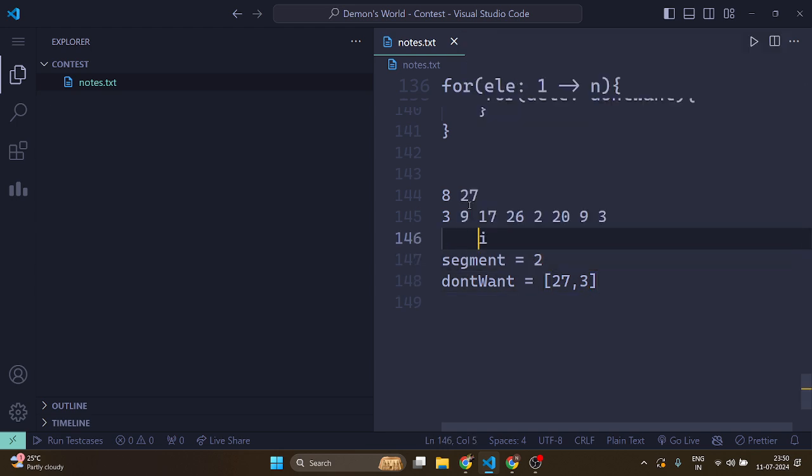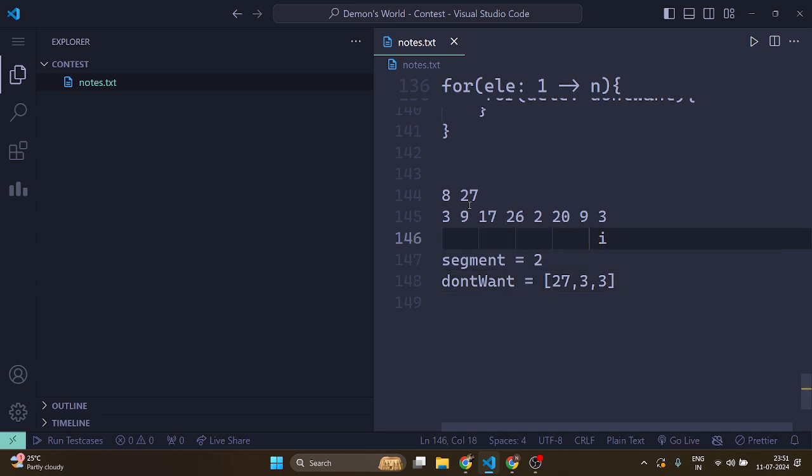No worries, it is not divisible. 26. No worries, it is not divisible. 2. No worries, it is not divisible. 20. No worries, it is not divisible. 9. No, it is divisible, and since 9 is not in my don't want list, 27 upon 9, which is 3, I'll insert 3 in my don't want list.